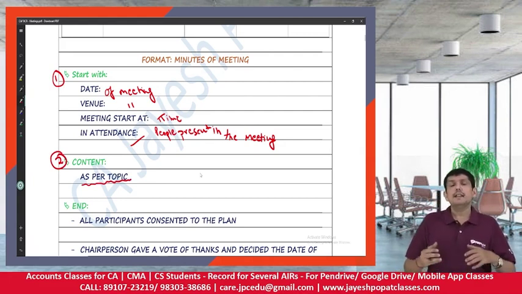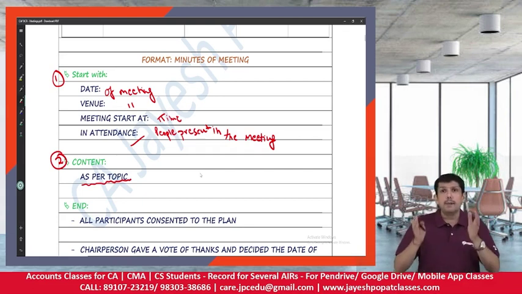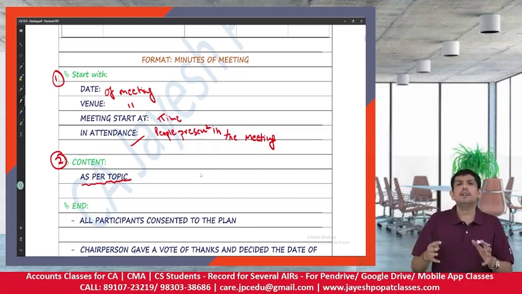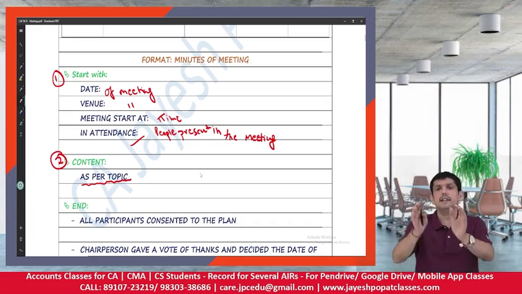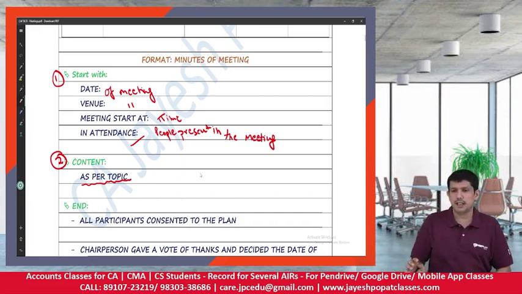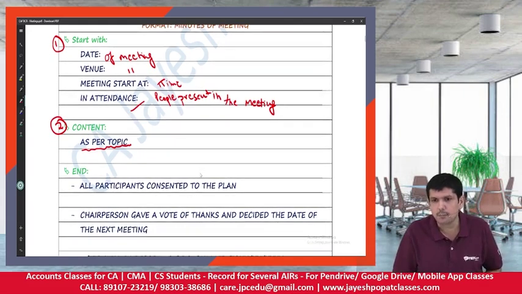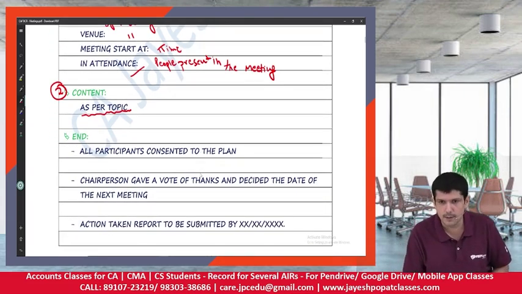exam, right? There could be a variety of topics, and based on that particular topic you need to imagine or visualize what conversations or discussions would have taken place in that meeting, and based on that you need to create this particular section. And there are certain common end points, right? You need to remember this.